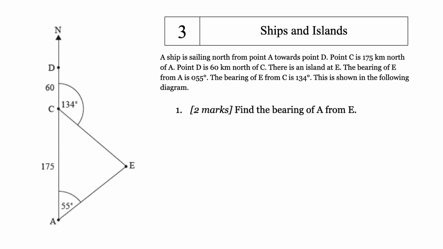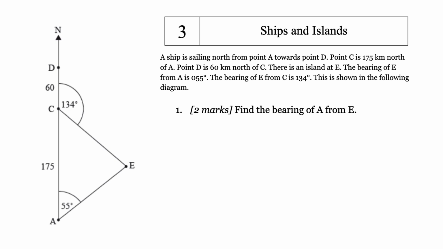This was number 3 from our classwork. And it says a ship is sailing north from point A towards point D. Point C is 175 kilometers north of point A. Point D is 60 kilometers north of C, and there is an island at E. The bearing of E from A is 55, which is marked.